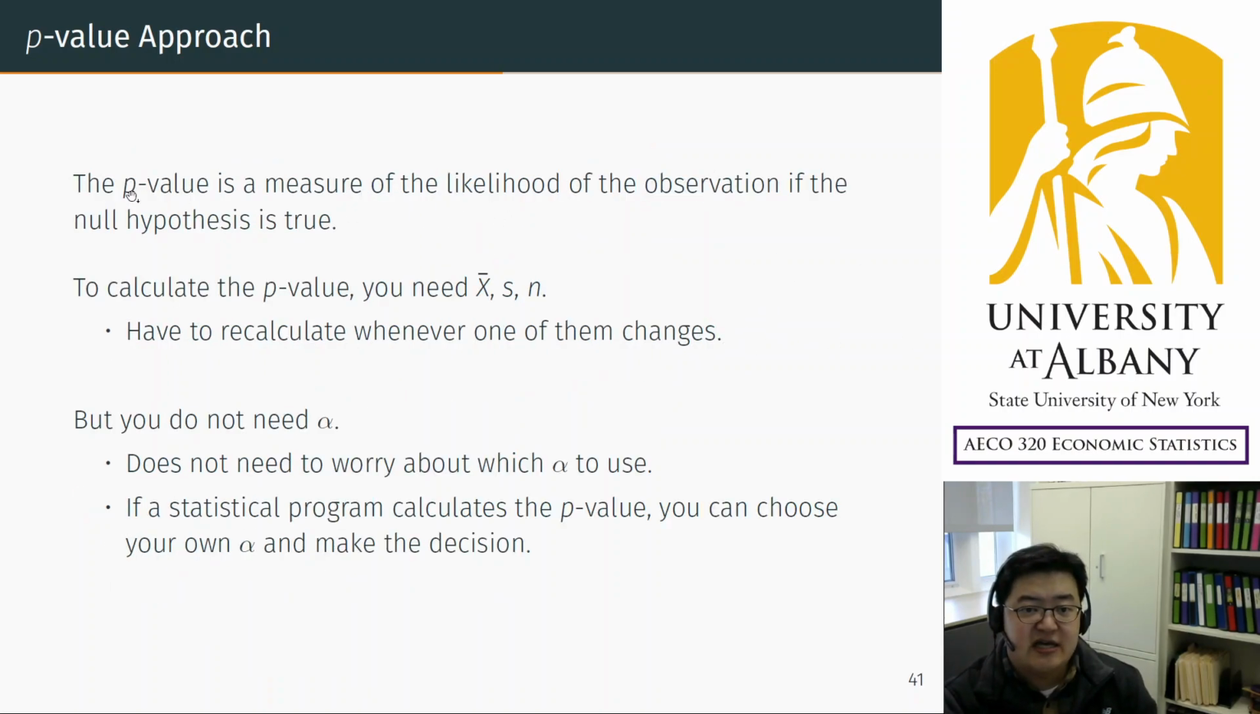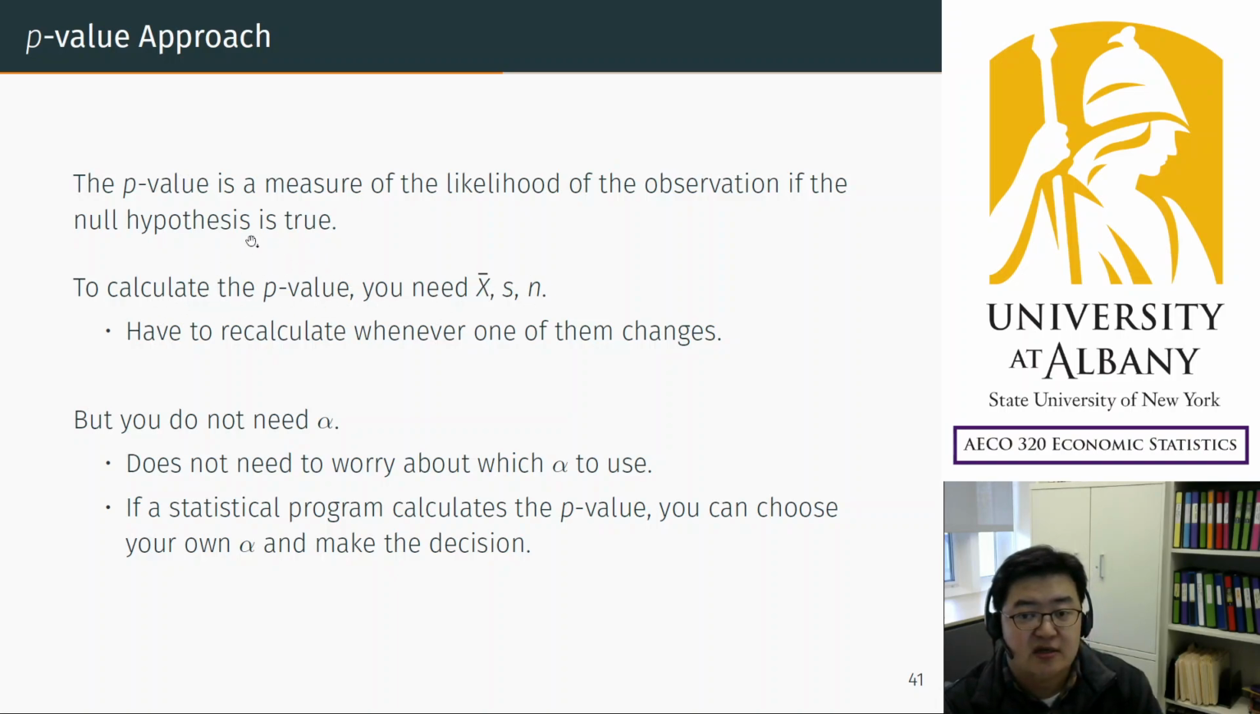And as I said, the p-value is a measure of the likelihood of the observation. If my belief was true, then I can calculate the likelihood of my observation. When you calculate the p-value, we need x bar, standard deviation, and sample size. So when you have new data, you have to recalculate all of these, and recalculate the p-value.